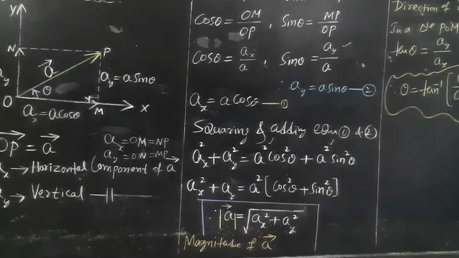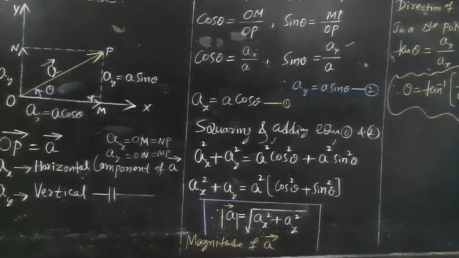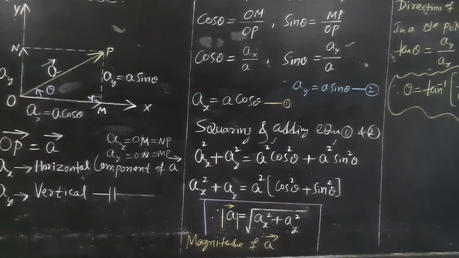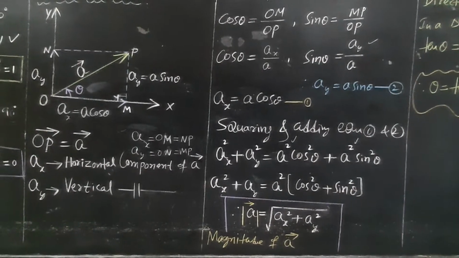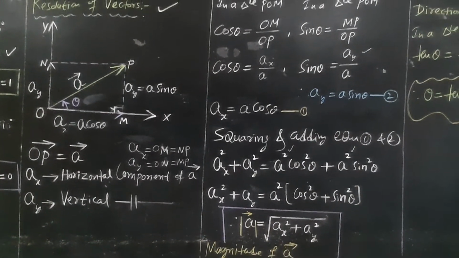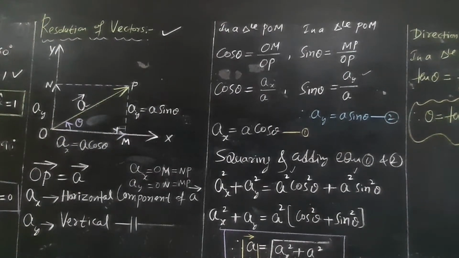What is the magnitude of vector A? Squaring and adding the equations 1 and 2 will give the magnitude of vector A. So now we'll move on. Just copy the things.